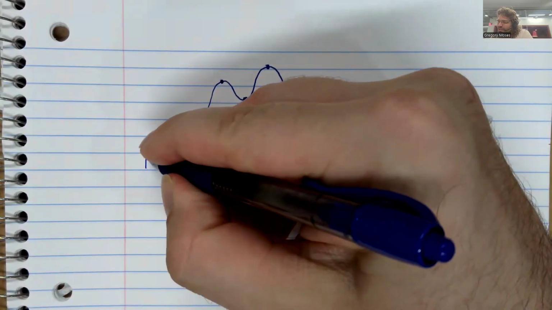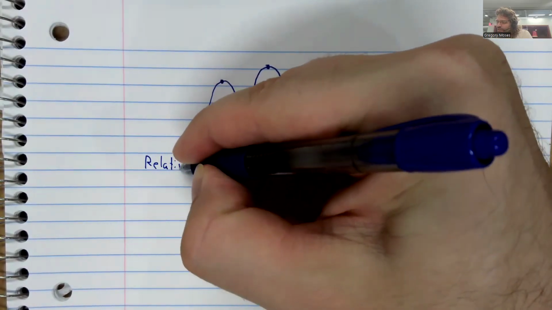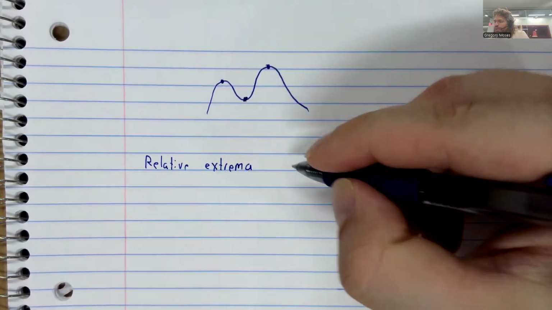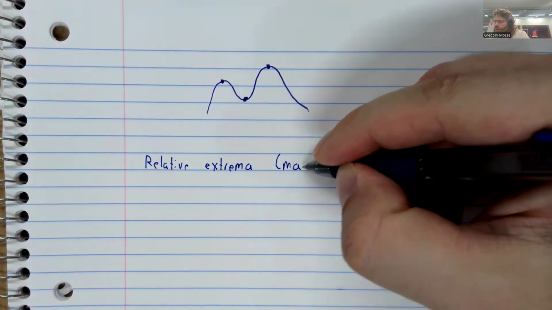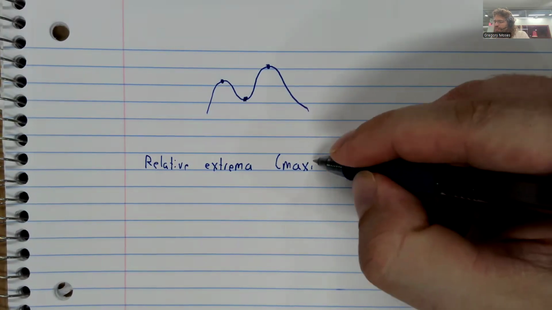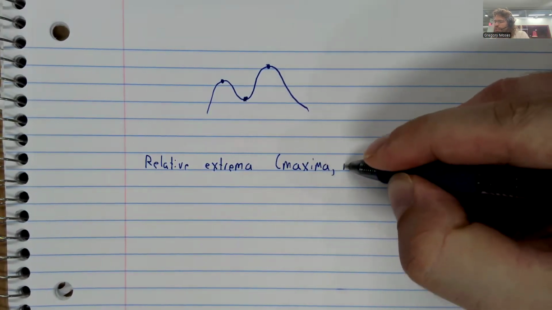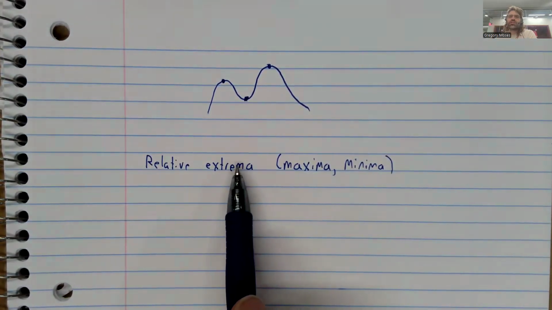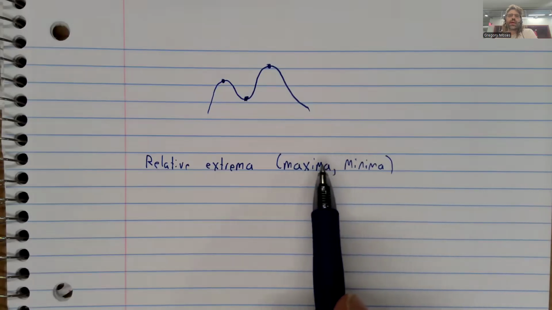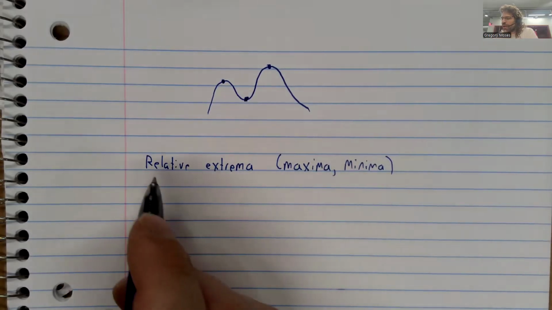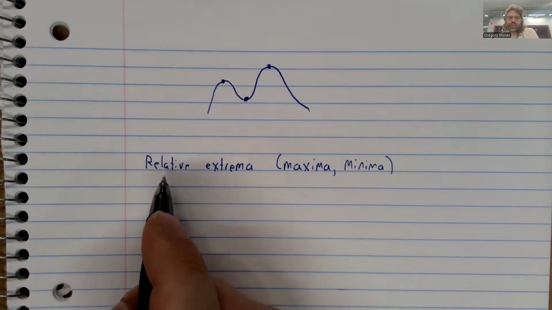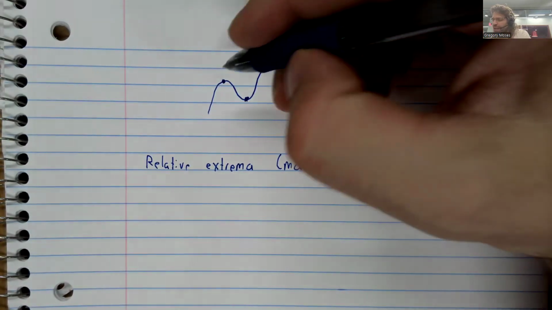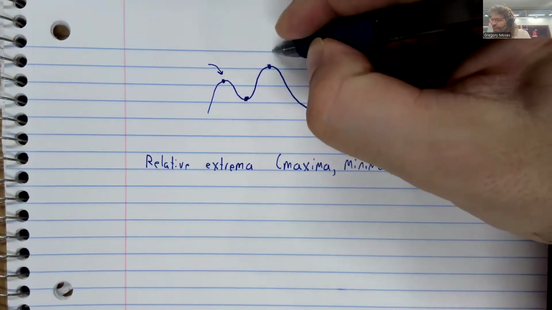These are called relative extrema. And we also talk about relative maxima and relative minima. These are the same thing. Extrema is just how we collectively talk about these concepts. And the word relative, we have two relative maxima in this graph, here and here.